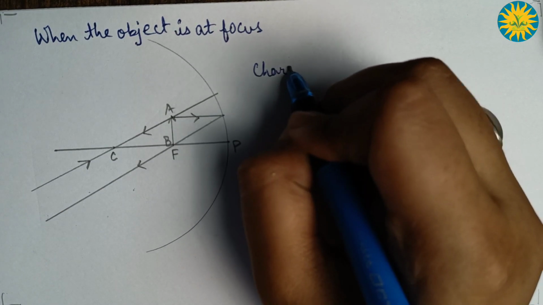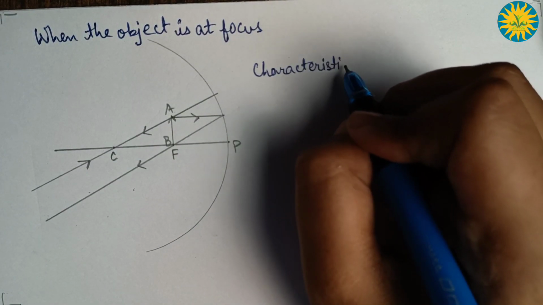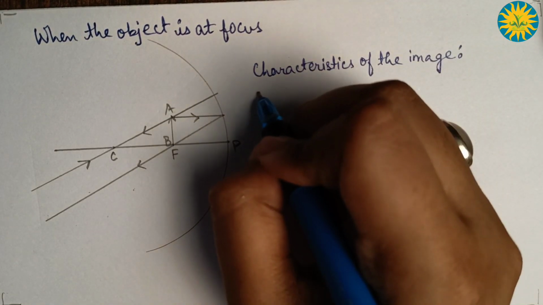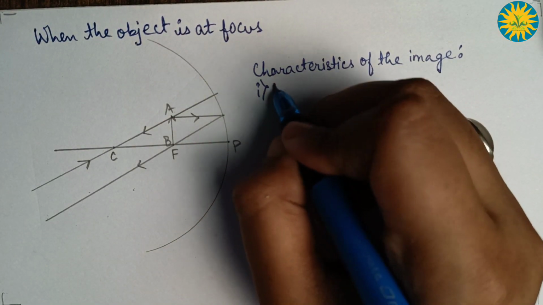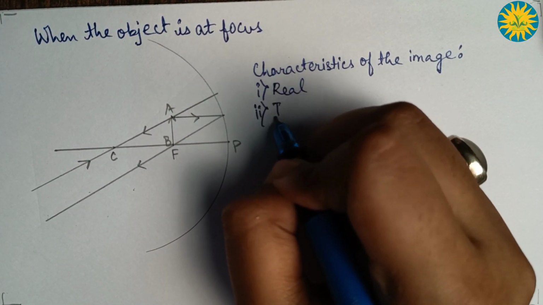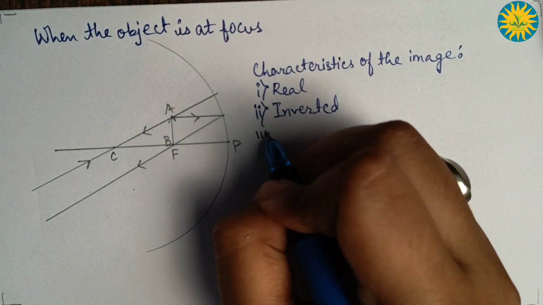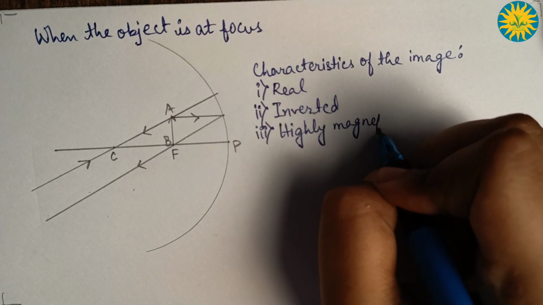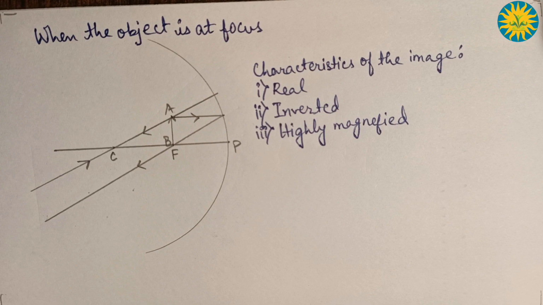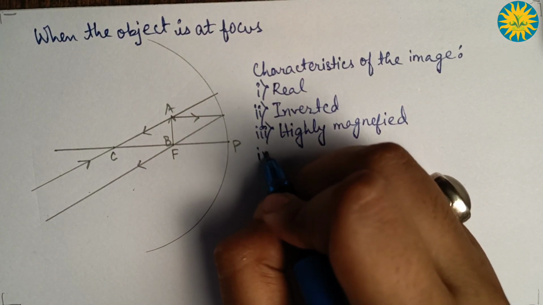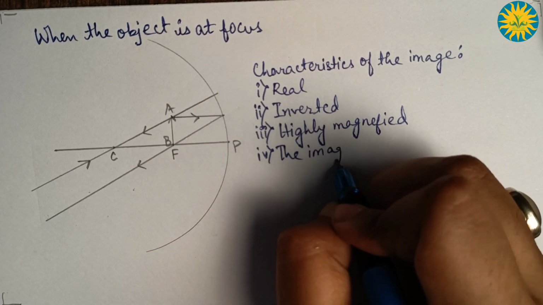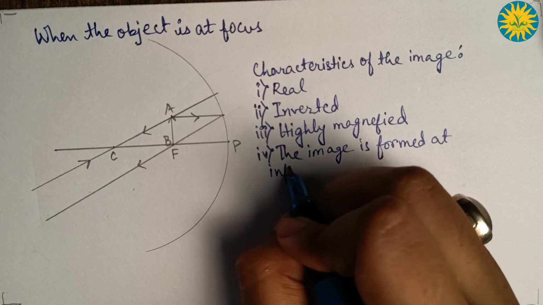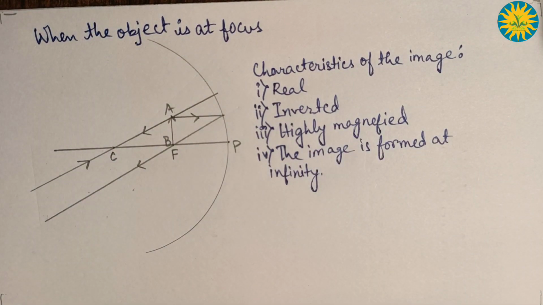Now these will be the characteristics of the image formed when the object is at focus. Number one, it's real. Same reason, the image and object are on the same side of the mirror. It's inverted. The image is inverted and it is highly magnified. The size of the image is much bigger than the size of the object. Now the position. As we can't see the image in this small bit of paper, that means the image is formed at infinity. So this is the position of the image.